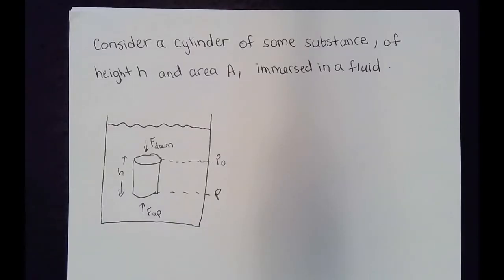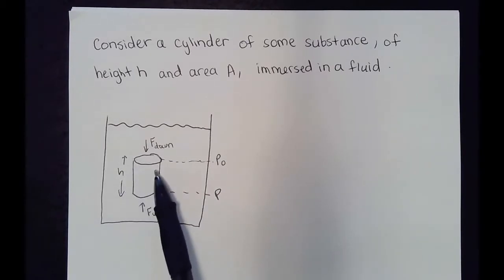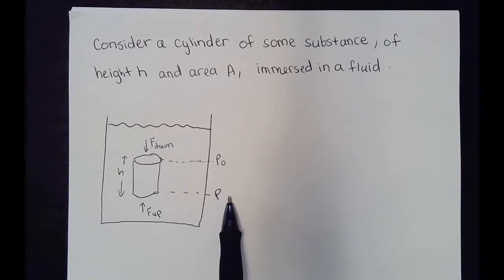Let's look at how the buoyant force depends on a fluid. To do this, consider a cylinder of some substance of height h and area A, which is immersed in a fluid, so that it looks something like this. We have the cylinder, its height is h, and then the pressure at the top of the cylinder will be P0, and the pressure at the bottom of the cylinder is P.